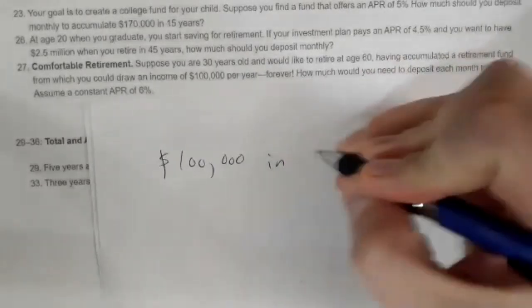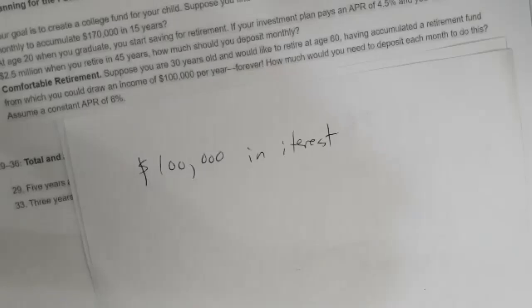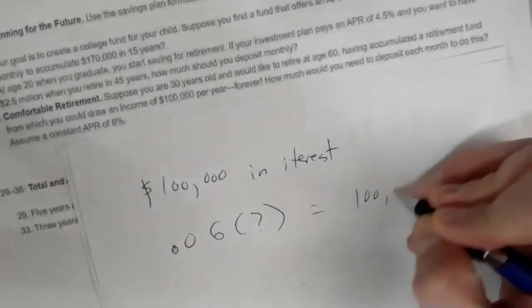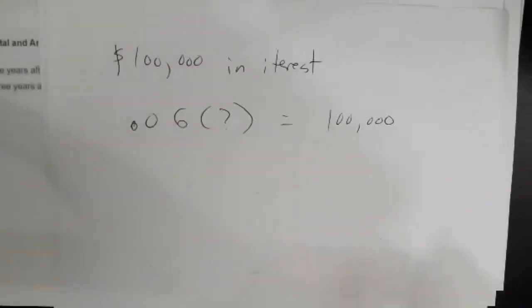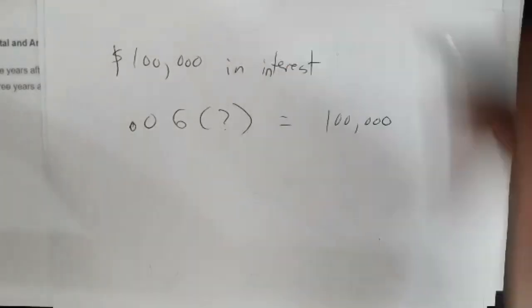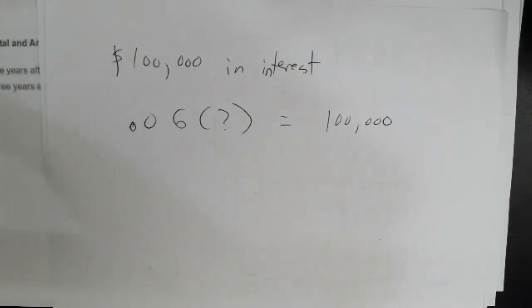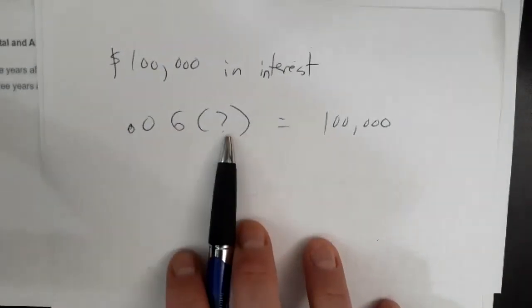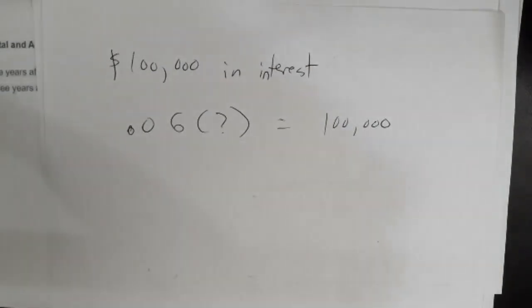So we want 100,000 in interest. We know our account earns what, 6%? So what they're saying is 6% of something is going to give me that 100,000 each year. Is that making sense? Hopefully, if I spell interest right, it might make a little more sense. So if we're getting 100,000 in interest, basically this is the problem where you just have a ton of money, right? And you're drawing 100,000 off of your interest each year.